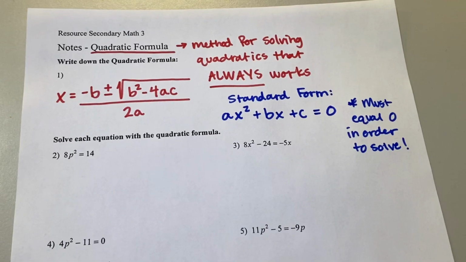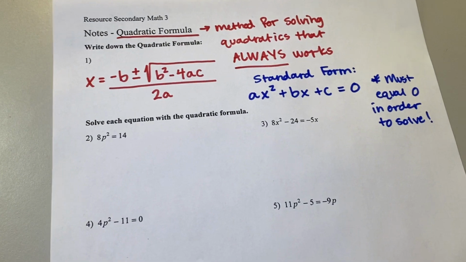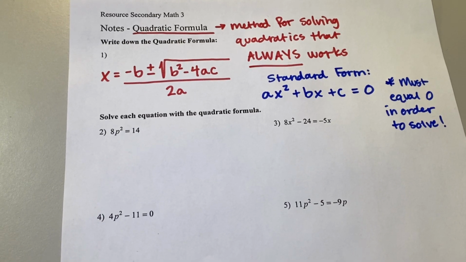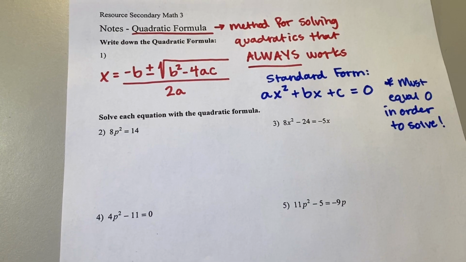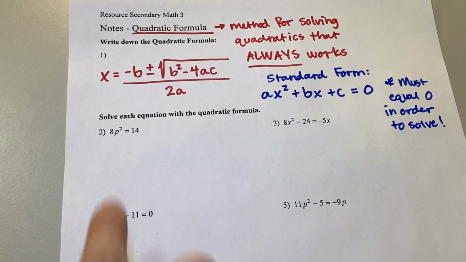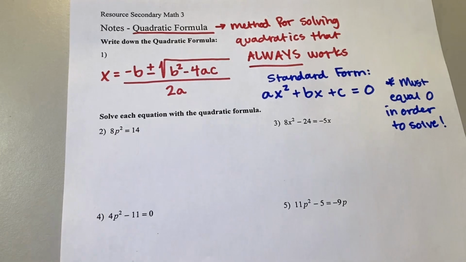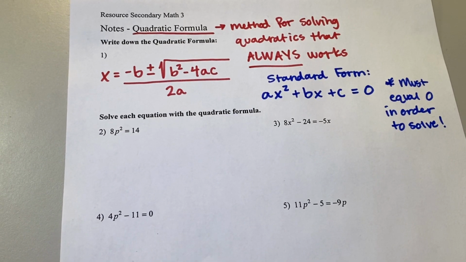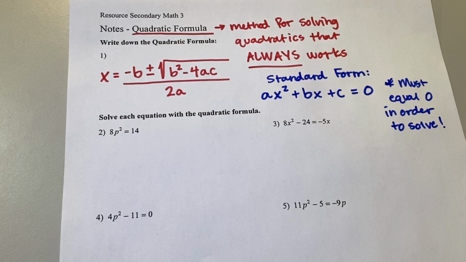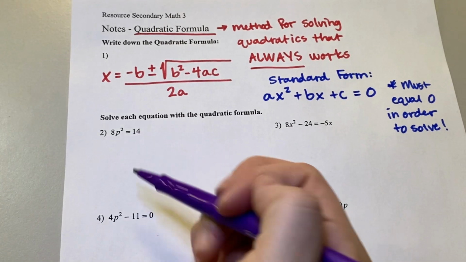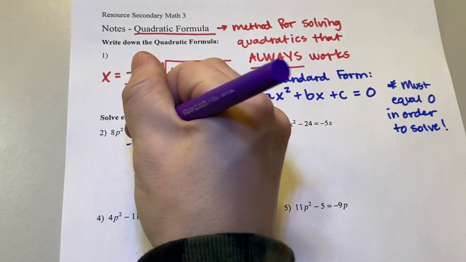Okay, let's look at number 2 then. Answer me this. Is that equal to 0? No, it's not. We can't solve it, so we have to make it equal 0. Here's what I always say. We have an option: we could move 8p squared or we could move 14. Don't move the p squareds or the x squareds or the whatever squareds. Keep those where they're at. So which one should we move instead? The 14. What is the opposite of a positive 14? Negative 14. Look at you guys go.